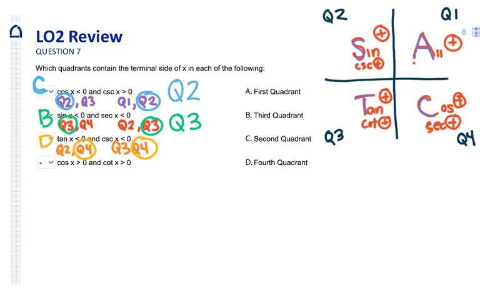All right, one more, and we've got, where is the cosine positive? Remember, cosine is like the x value on the unit circle. Where is it positive? It's positive in quadrant 1 and quadrant 4. Where is the cotangent positive? Cotangent's related to tangent, and so those are positive in quadrant 1 and quadrant 3. So where does it all happen at the same time? Quadrant 1, which is choice A.